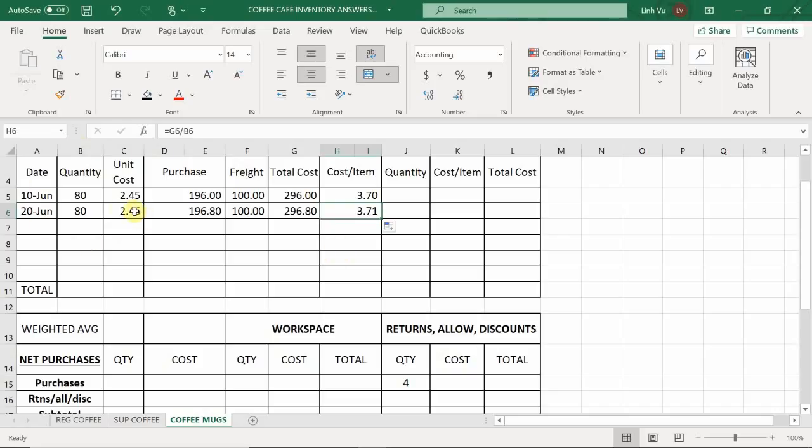Why would you round it up? I don't understand how you got those numbers. 250. I mean, I just divided 196 by 80.